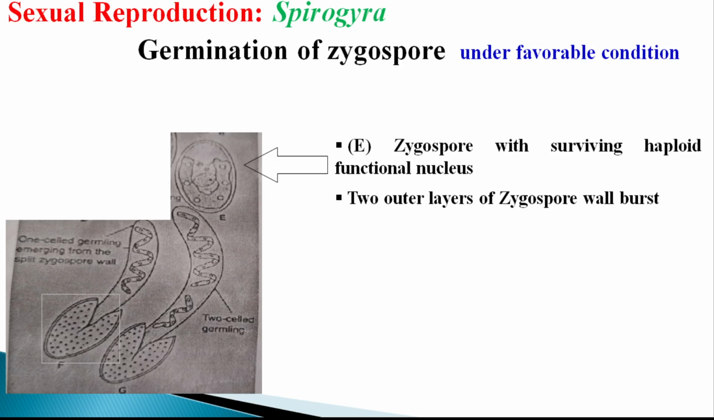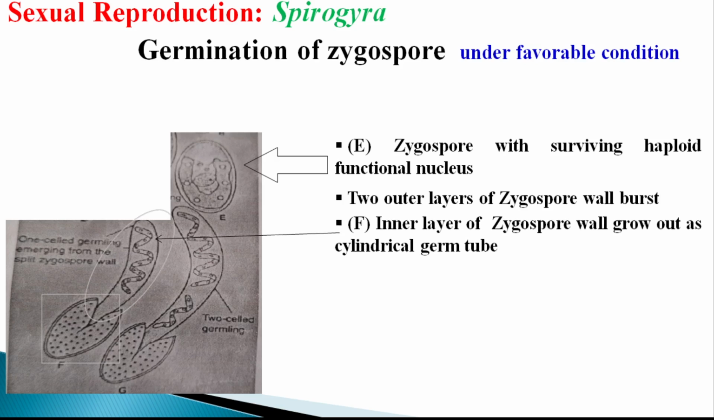Consequently, this innermost layer starts to grow out as a long cylindrical germ tube, in which a bright green color starts to appear. As you can see here, this is the actual reappearance of the filament, which is very small, and it starts to show a green coloration.